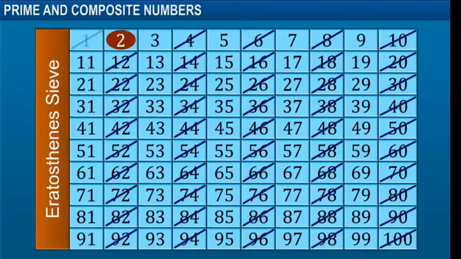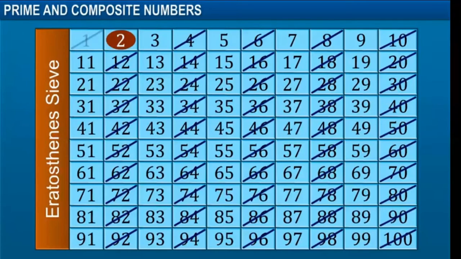Now 2 into multiples, that is 2 into 2 is 4, 2 into 3 is 6, 2 into 4 is 8, 10, 12, 14. Okay, so like that till 100, all the numbers we get by multiplying 2. So that is what has been cut here, that is 4, 6, 8, 10, 12, 14, 16, 18, 20. Okay, so like that till 100.